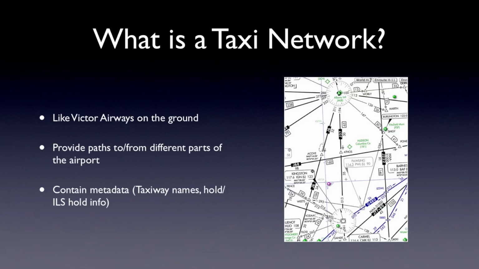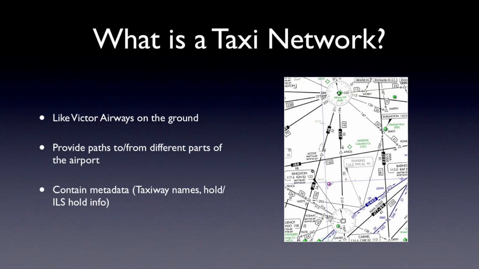So what is a taxi network? The easiest way for me to think about this is to treat taxi networks as Victor Airways or Jetways in the sky. So they're providing a path to and from different parts of the airport. So whether you're at the terminal, you need to get to the runway. How do you get there without driving over the lawn or driving through a terminal building? If you're on the runway, how do you get to the intersection of Juliet and Kilo, or whatever the case may be? So that's what the network is for.